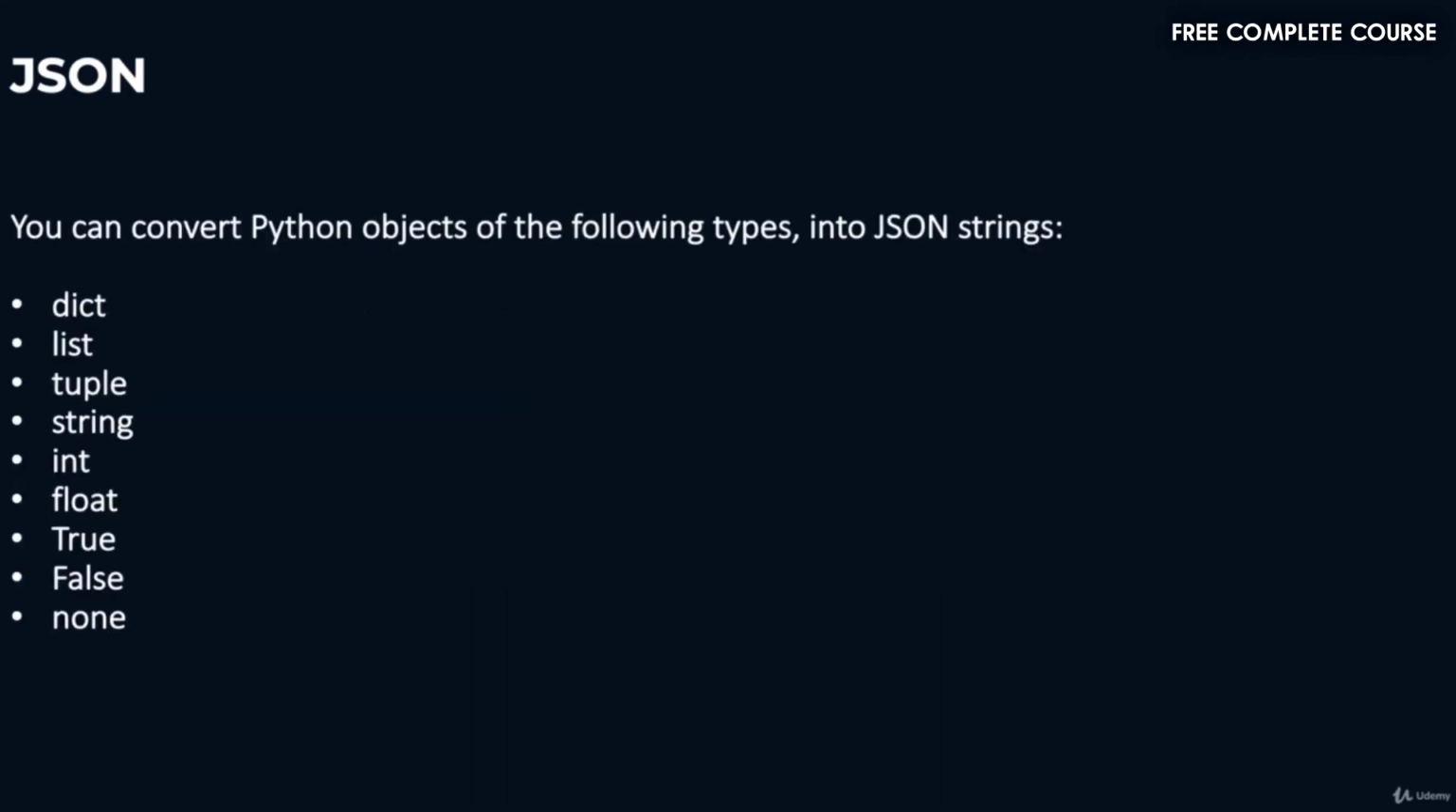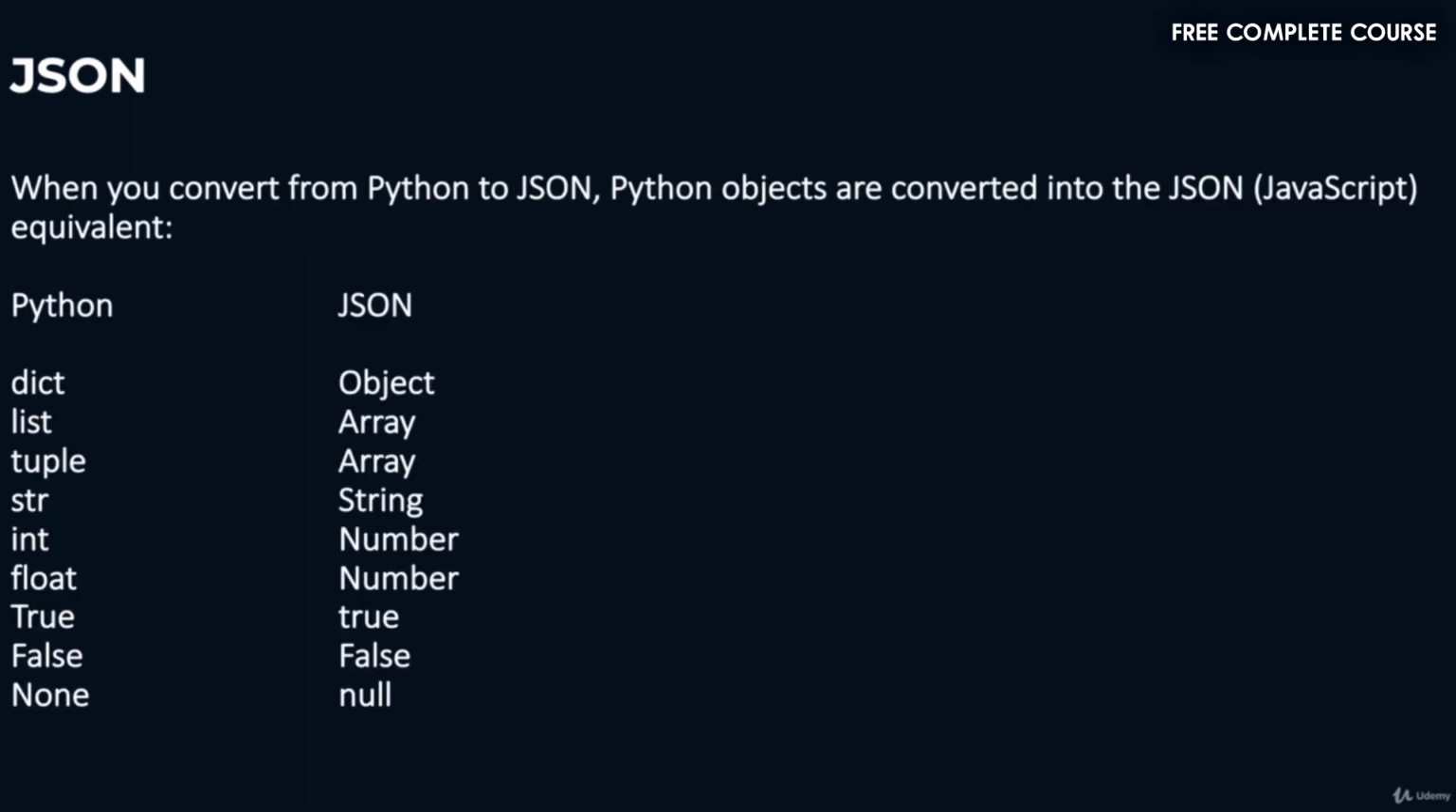All right, now we're going to talk about how in JSON you can convert Python objects of the following types into JSON strings. So we have dict, dictionary, list, tuple, string, integer, float, true, false, and none. And then when you convert from Python to JSON, Python objects are converted into the JSON JavaScript equivalent. So in Python, dictionary is an object, list is an array, tuple is an array, string is a string, integer is a number, float is a number, true is true, false is false, and none is null, okay?